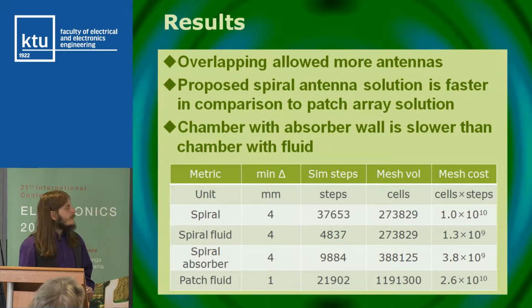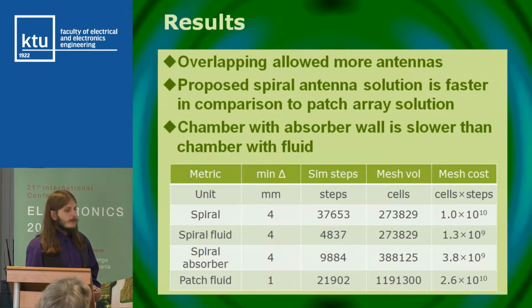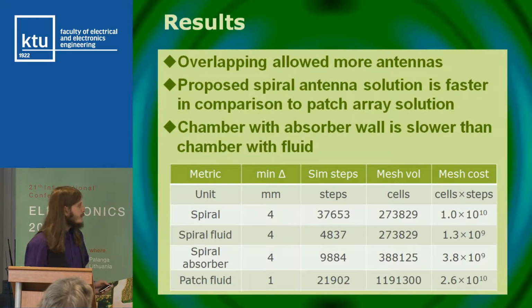That's approximately 4 times more antennas, and it is also interesting that our solution is faster than theirs, simply because patch antennas need finer details and a 1 millimeter grid, while we can work on a 4 millimeter grid, which greatly lowers the space of calculation.